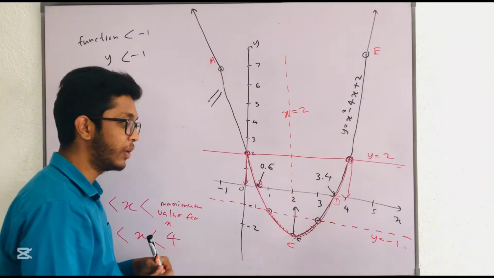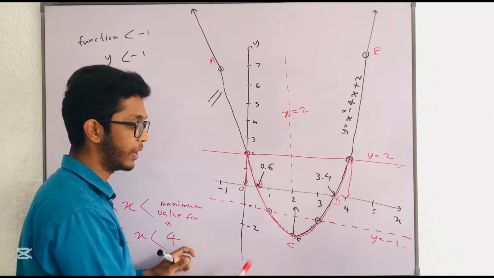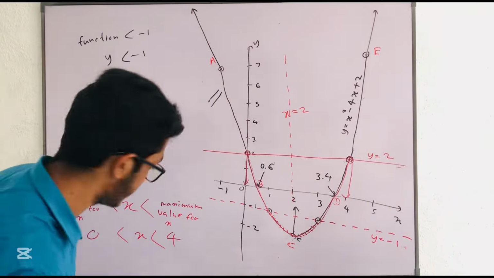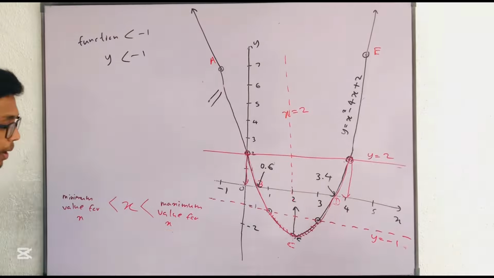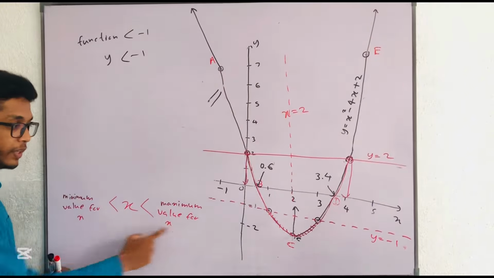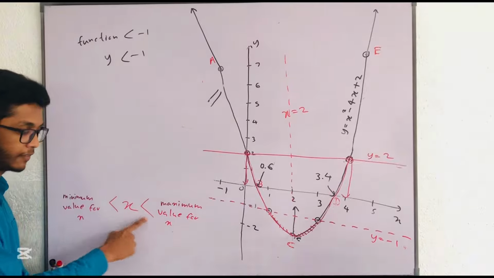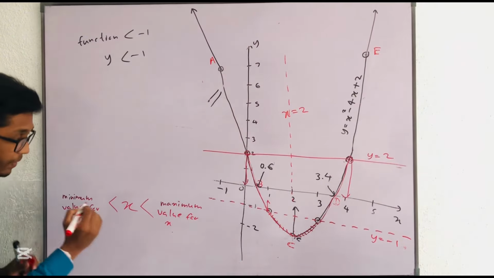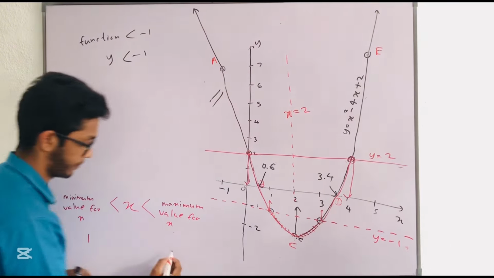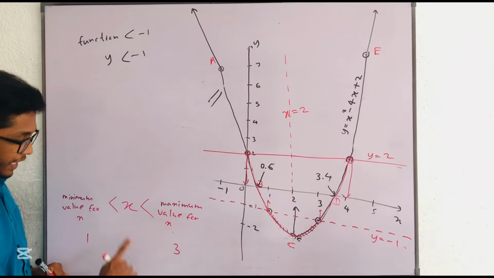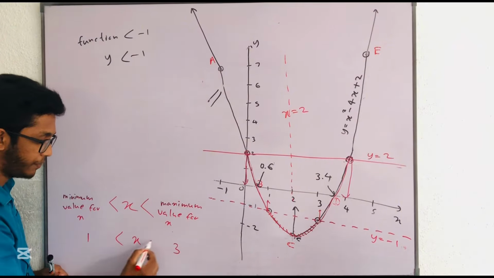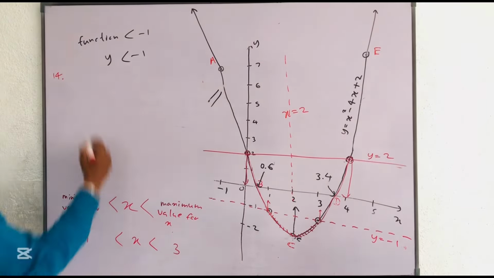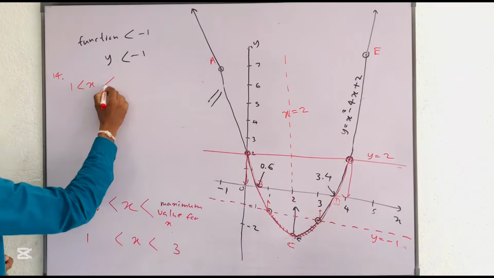We need to get the x value range that belongs to this graph part. So here the common structure is we write the minimum x value and the maximum x value, and in between that we put x and write the inequality marks in this way. Here the minimum x value is 1. The maximum x value is 3. Then in between that we write x and put the inequality signs in this way. So the answer for question number 14 is x greater than 1 less than 3.